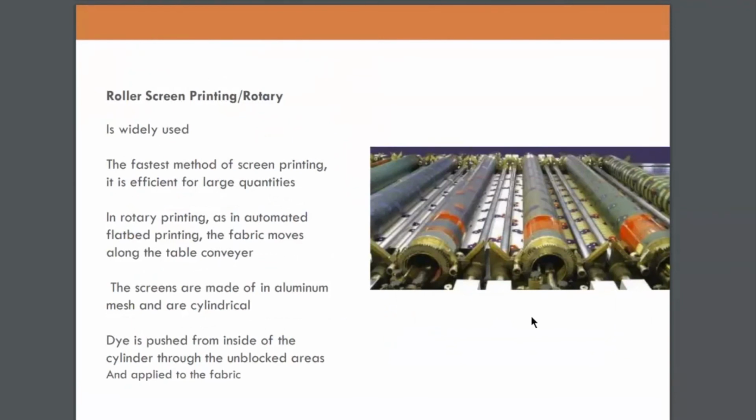Roller screen printing or rotary printing is widely used. It's the fastest method of screen printing. So again, there are areas that are voided, so you can see dark, and then there's areas that have openings where the color can squeeze through. It's fast, it's efficient, and you can do multiple colors because each canister will have a different color. So as that textile is rolled through, a different color is being added to the surface. So just take a look at that. White, purple's been added.